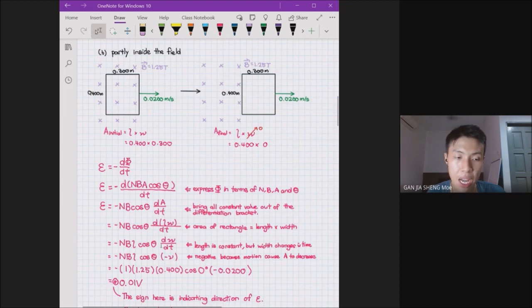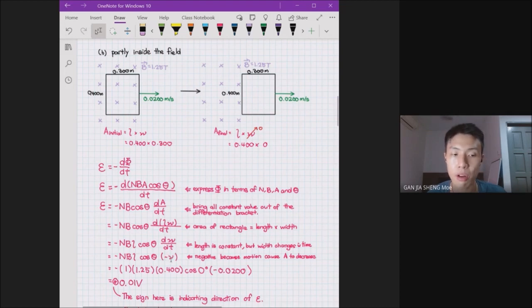So if you think about it, how does the width decrease with time? It's decreasing with time using this speed over here, right? Because the coil here is moving out with a speed of 0.0200 meter per second. So for every second, it will move out by 0.02 meter. So every second, your width will decrease by 0.02 meter. So the rate of decrease of the width here is actually equivalent to the speed over here. But here I put on a negative because my width is decreasing.